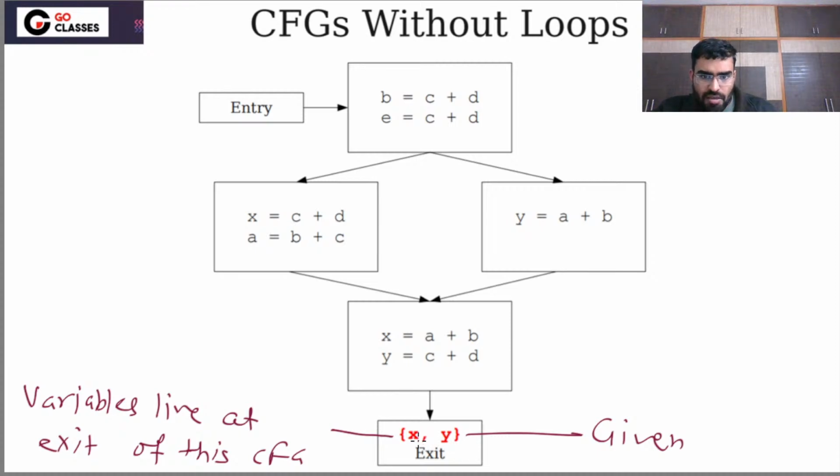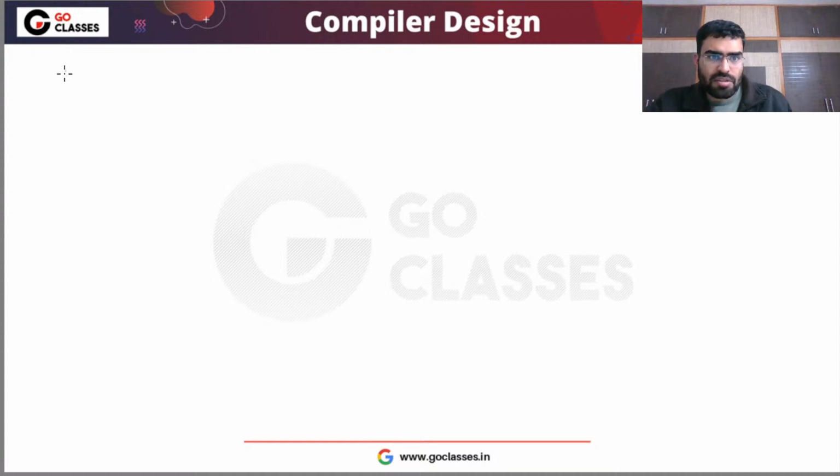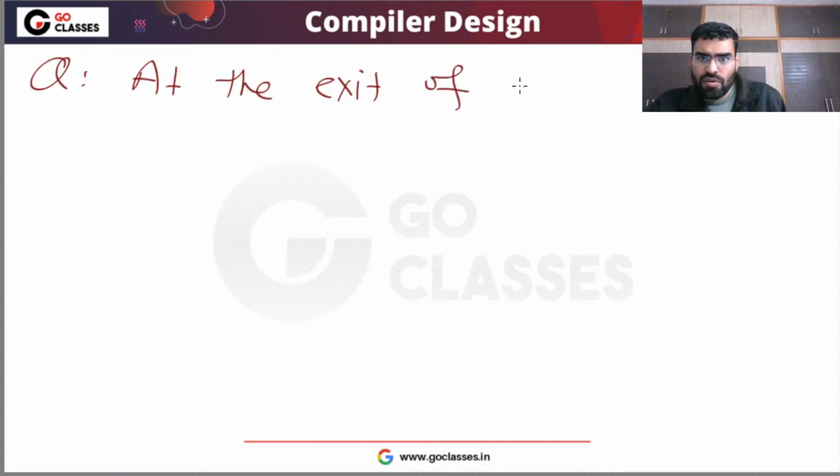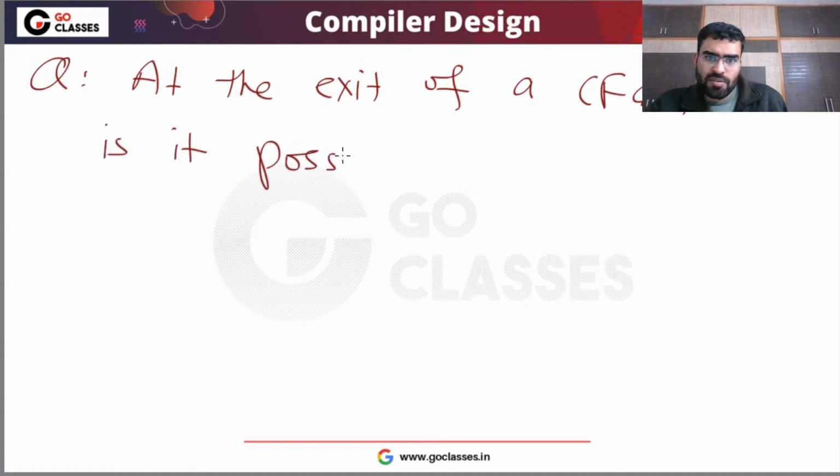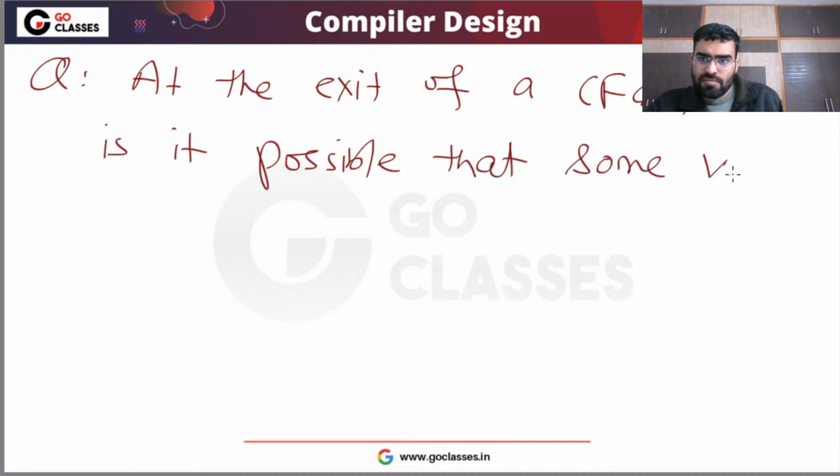Can anyone tell me, is it possible? Where are these X and Y coming from? At the exit of a control flow graph, how can some variables be live? How is it possible that some variables may be live?